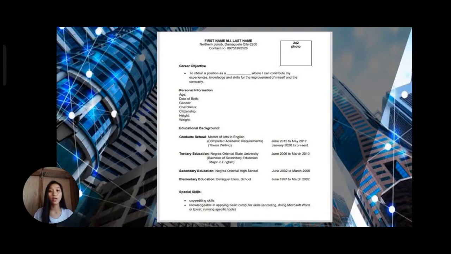This is an example of a CV. So first, you have to put your name, your address, and your contact number. Then you have to provide a 2x2 picture on the right side of the bond paper. The next is your career objectives.